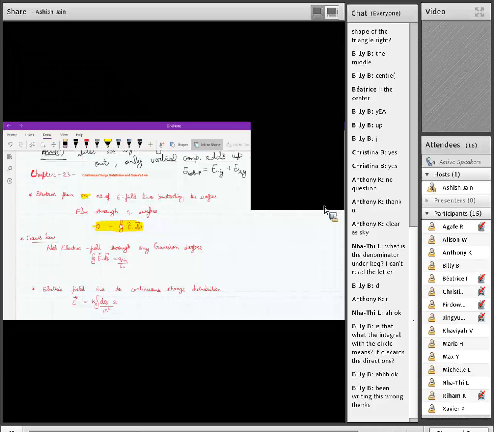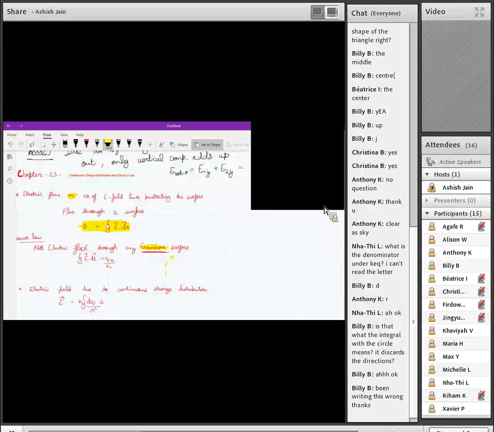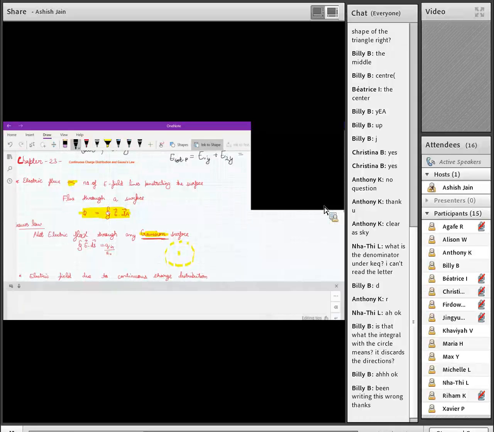So net electric flux, not field, through any Gaussian surface is the integral of E dot dS, which equals the charge enclosed, that is the charge inside any Gaussian surface. Let's say this is the worst drawn sphere ever, and there is a charge q inside. Then the total electric flux is given as the charge enclosed divided by epsilon naught.